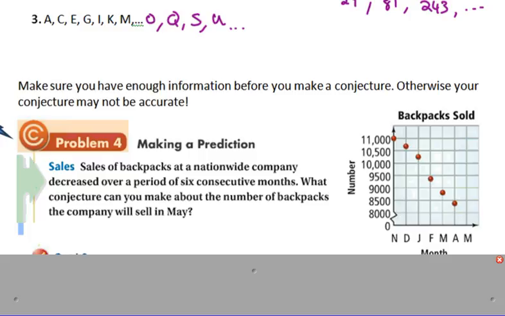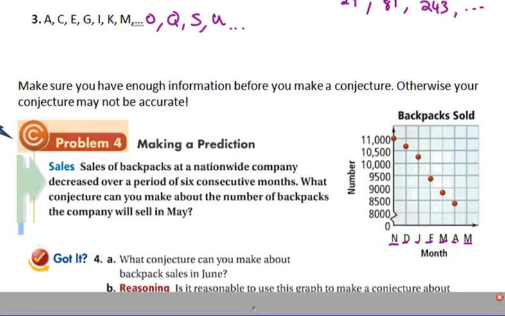So looking at number 4, it says sales of backpacks at a nationwide company decreased over a period of 6 consecutive months. If you look at it, this would be November, December, January, February, March, April, and May. So they're gradually decreasing at a pretty steady rate. What conjecture can you make about the number of backpacks the company will sell in May? Well, my guess is it's going to keep going in this same pattern.